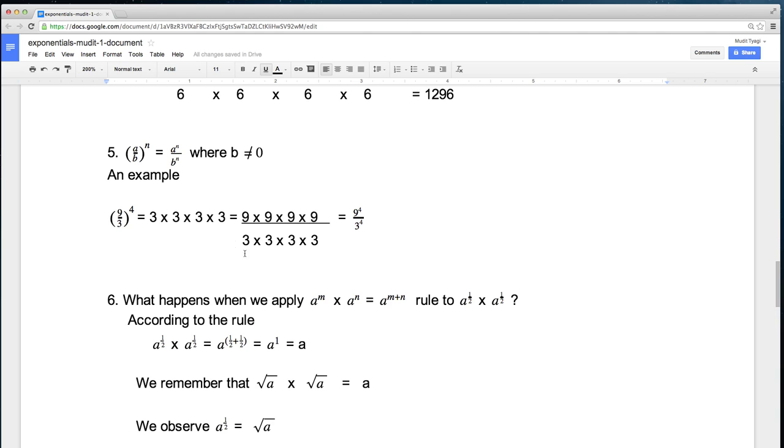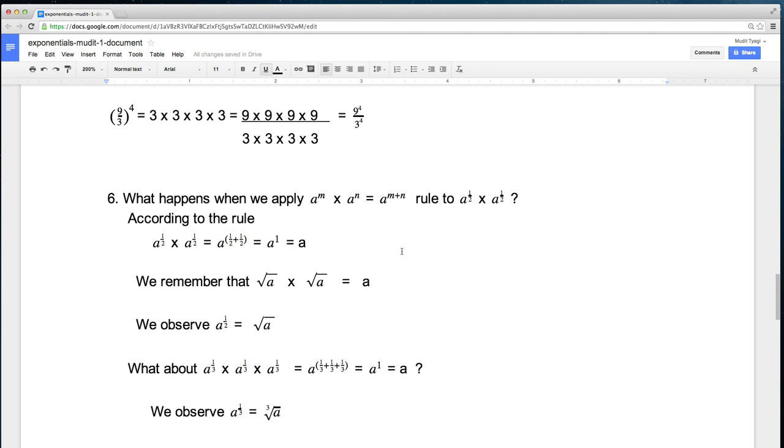And indeed, this expansion of 9 to the 4 divided by 3 to the 4 is equal to 3 times 3 times 3 times 3, which is what you observe. If you first simplify what you have in the bracket, you get 3 times 3 times 3 times 3, and you see that if you wrote 9 to the 4 divided by 3 to the 4, you'll get the same result.